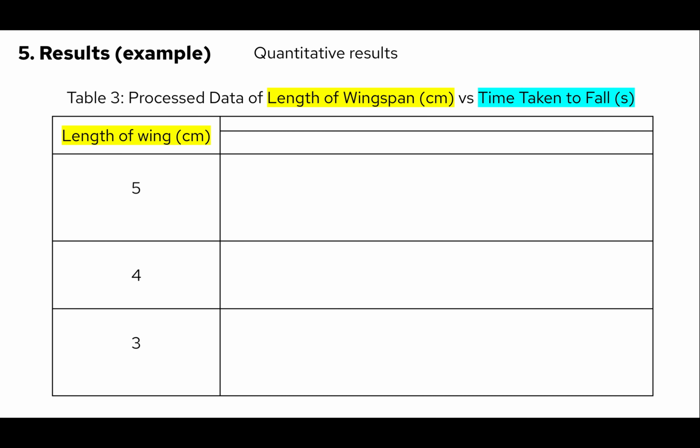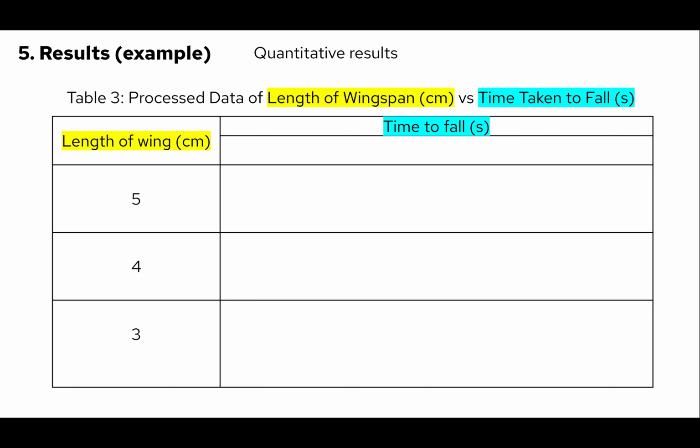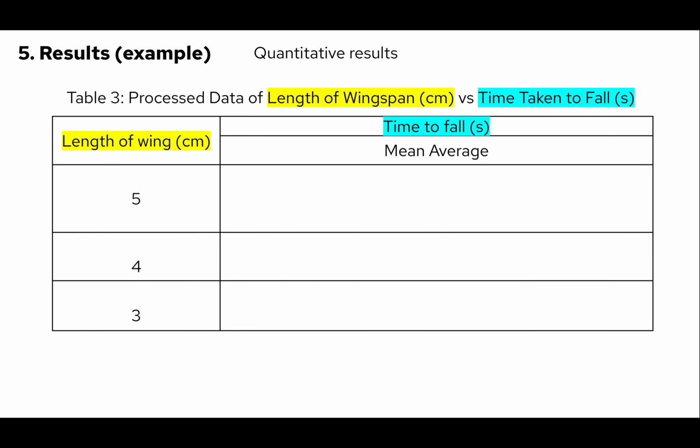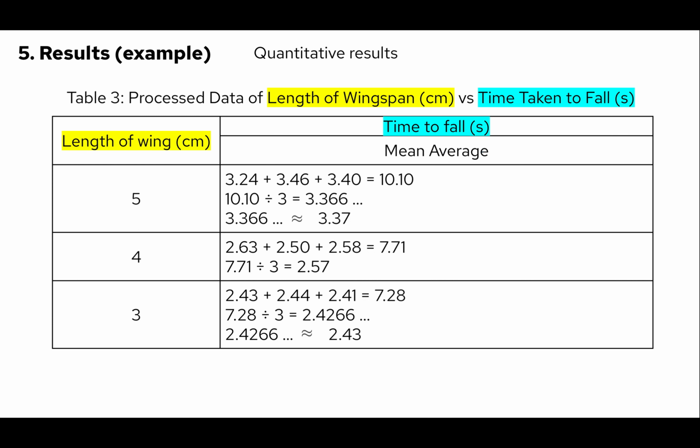And again, 5, 4, and 3 is the length with no units after it. And the second column is my dependent variable, the time taken to fall in seconds. And now I'm going to calculate the mean average.